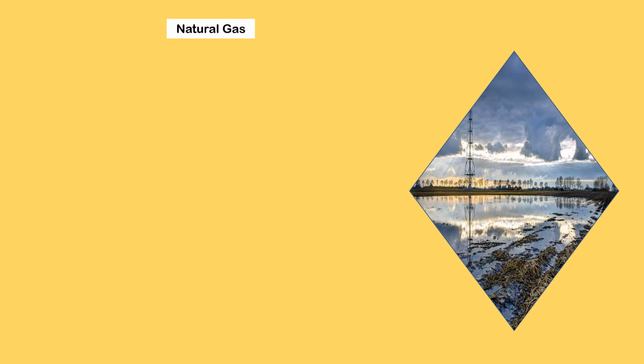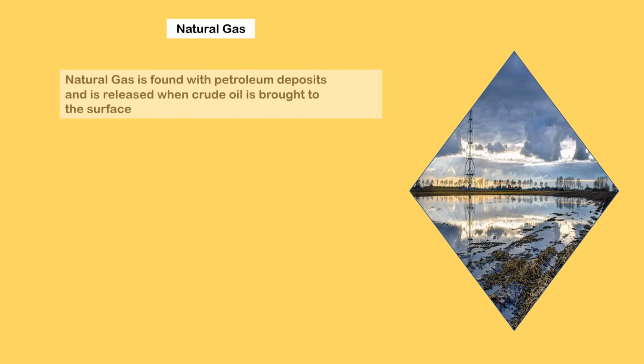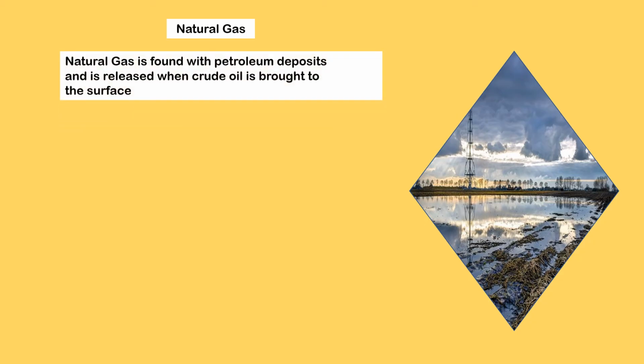Natural gas. Natural gas is found with petroleum deposits and is released when crude oil is brought to the surface. It can be used as a domestic and industrial fuel. Usually it is used in the power sector to generate electricity, for heating purposes in industries, and as raw material in chemical, petrochemical and fertilizer industry, as transport fuel and also as cooking fuel.